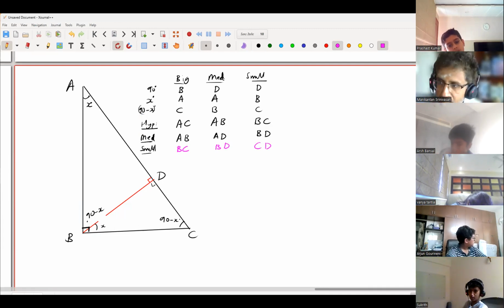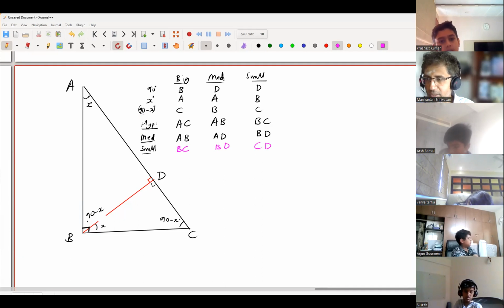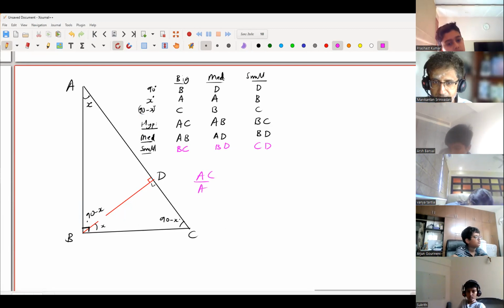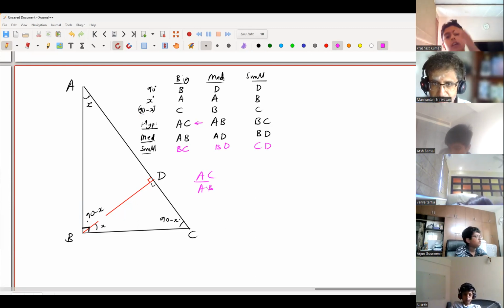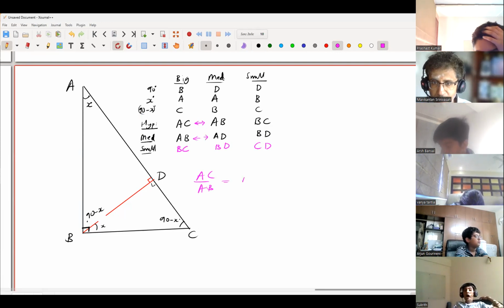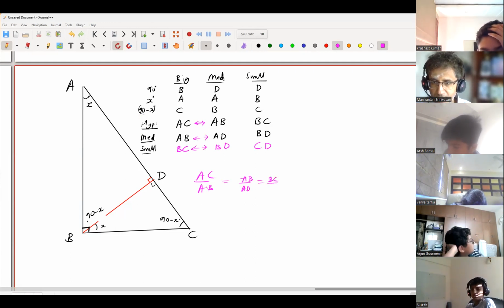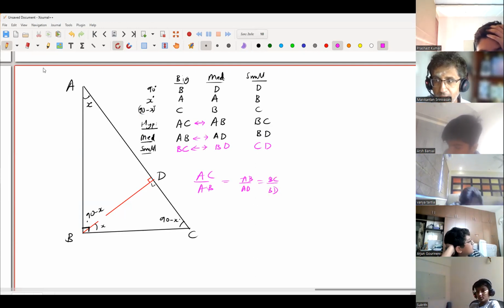Right? So all of these will be proportional. So for example, if I do AC upon AB, I'm comparing this and this. That'll be the same ratio as AB is to AD. And that'll also be the same ratio as BC is to BD. Understood? Yes. Now, this is an important concept.